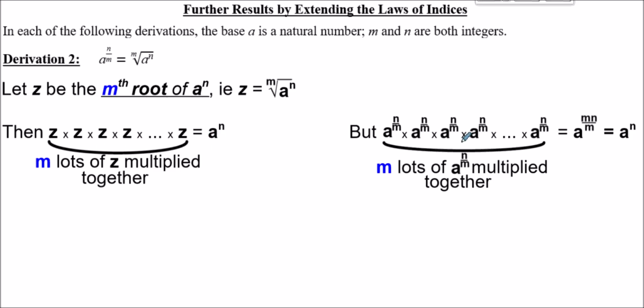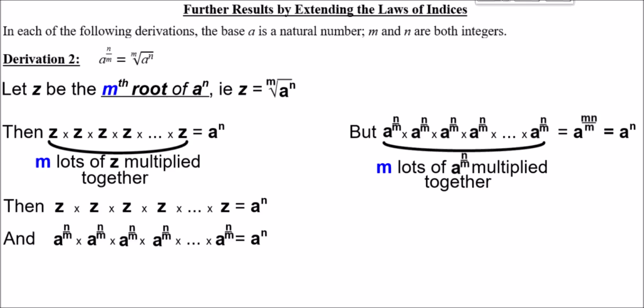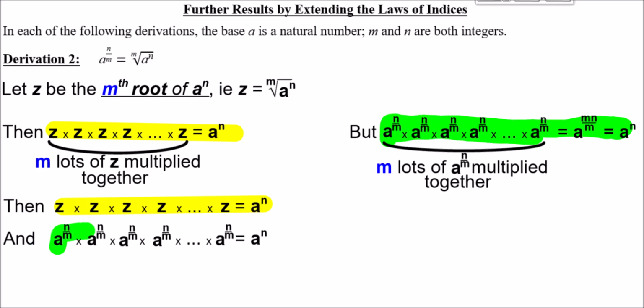So now we can put this below this and compare. So very similar to before. From this line at the left, we have this statement here, and from the bit on this right hand side, we have this bit on the bottom. So we can pair these up. We've got m lots of each multiplied together, and it equals the same thing.